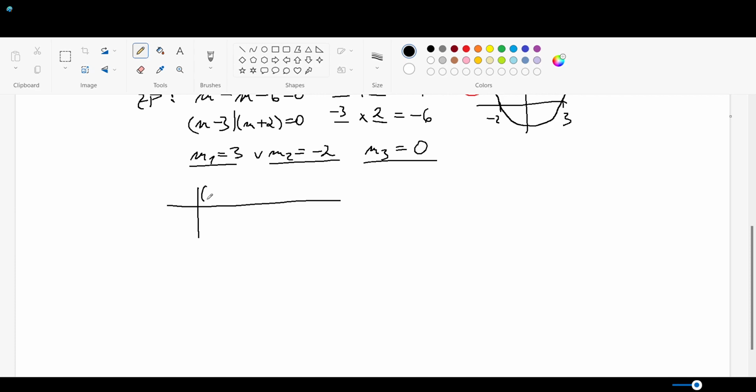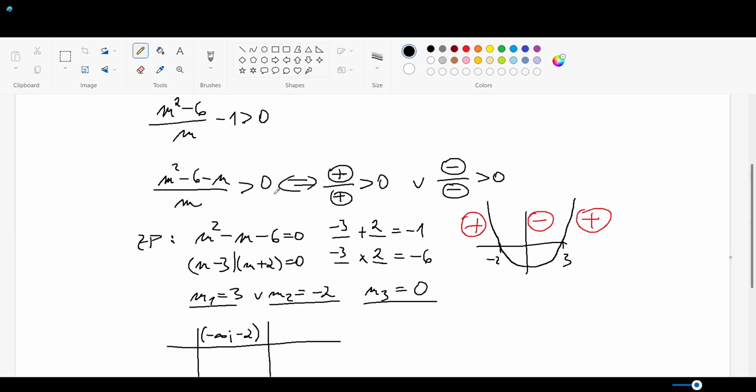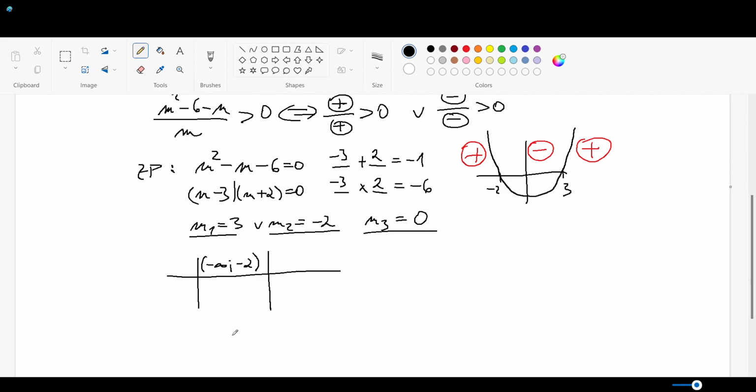The first interval will be from -infinity to -2, because I'm looking for the smallest number, which is -2. The interval is open. Why is it so? The answer is very easy: I'm solving the inequality where my left side is only greater than 0, not greater or equal to 0. That means I cannot get 0 in the numerator. That's why -2 is excluded, which is good news. I don't have to care anymore about this.